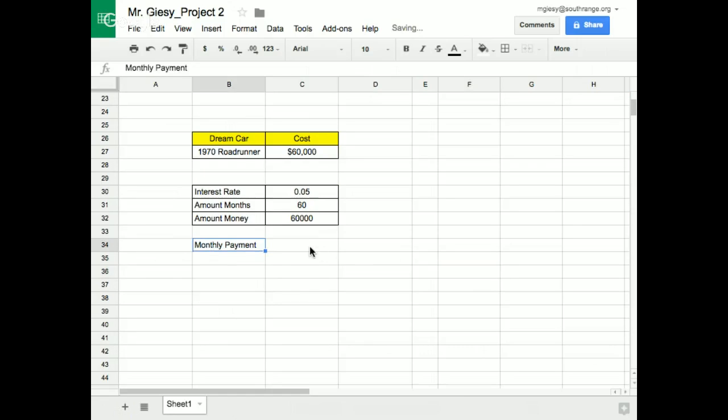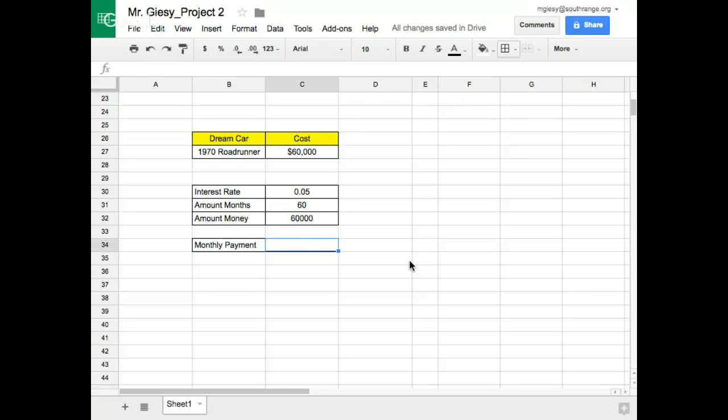So we're worried about the monthly payment. And remember, when we write a code for a function, we write it in the cell where we want the results. So we want the result of our monthly payment to be in this cell. You guys know me. I'm going to center it, highlight them both, and put a little border around it. I'm going to click into this cell because this is what I want the results for.